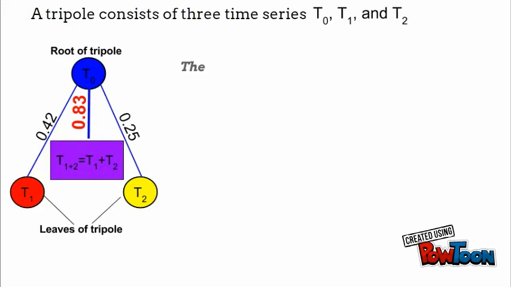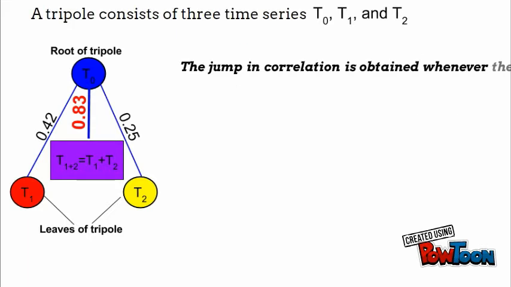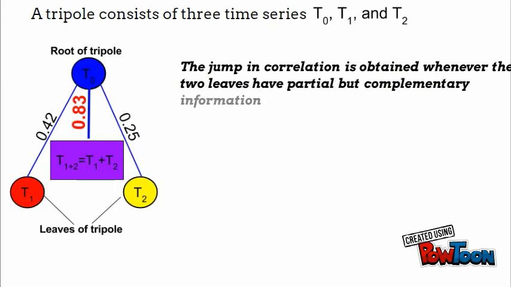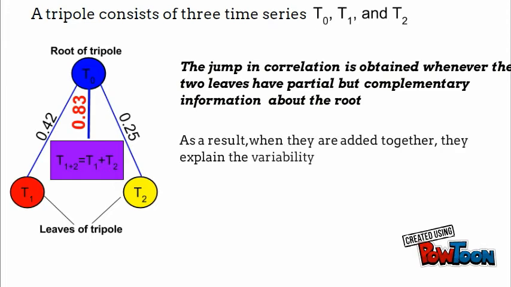The jump in correlation strength indicates that each leaf has a partial piece of information about root. However, their pieces are complementary to each other. Hence, when they are added together, the variability in root is explained much more comprehensively. To illustrate this further, we present a real-world example of tripole from transportation domain.